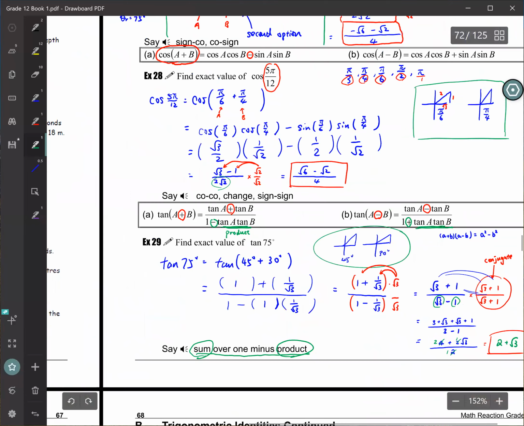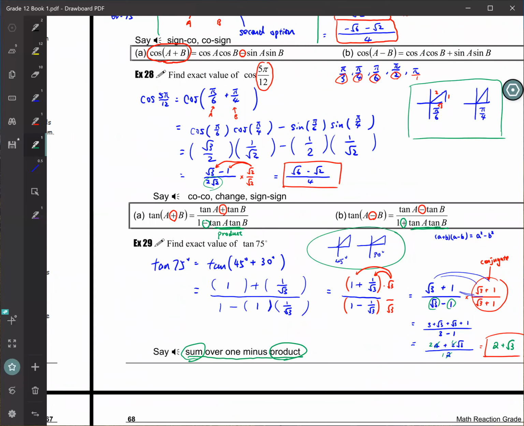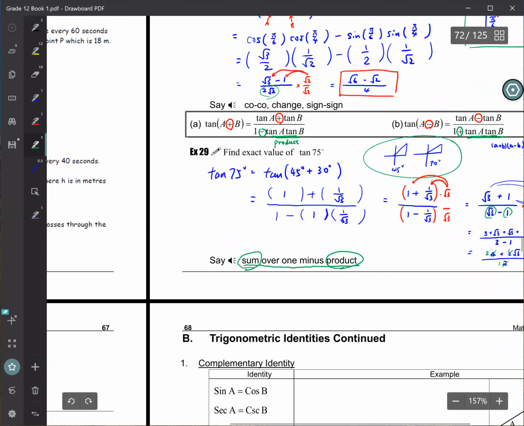Okay, so make sure you spend time to memorize these ones. Close the book and test yourself. Sine sum and difference, cosine sum and difference, change sine. Keep repeating, and then when you need to use it, you can use it very quickly. You don't have to look at the book, you just follow what you said.